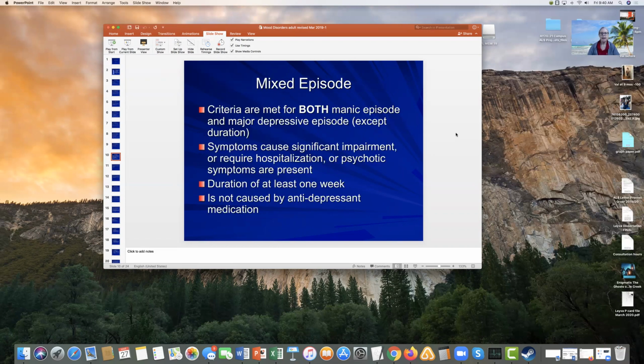So these are the main episodes. There is something called a mixed episode, which is a fourth type of episode in mood disorders. They have to meet the criteria for both a manic episode and a major depressive episode, except the duration. So instead, except the 14 days for depression, 7 days for manic, they don't have to meet either one of those durations. The symptoms have to cause significant impairment or require hospitalization, or psychotic symptoms are present. This one needs a duration of 1 week, and it cannot be caused by antidepressant medication.